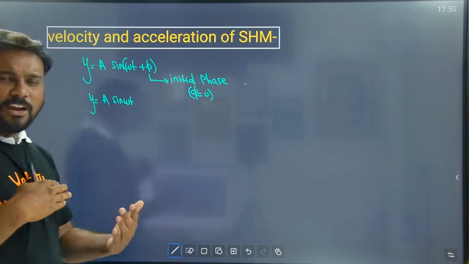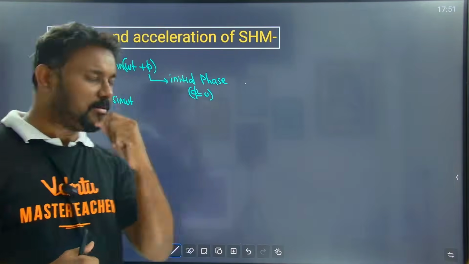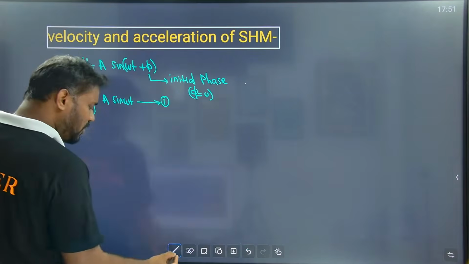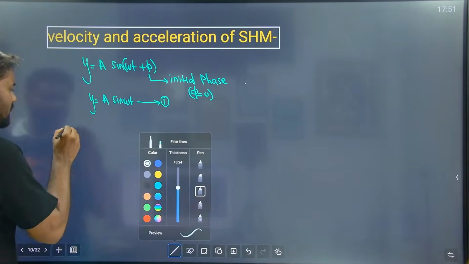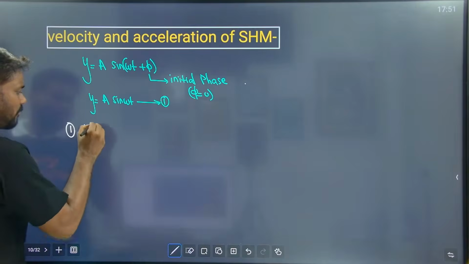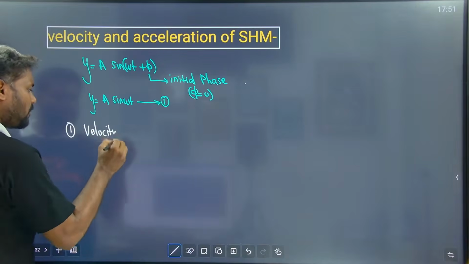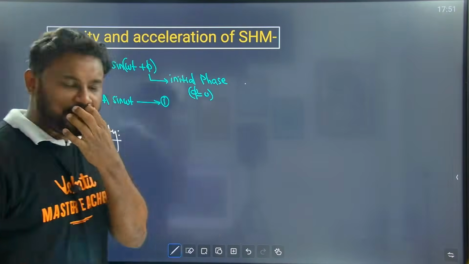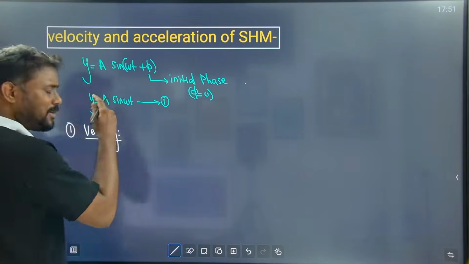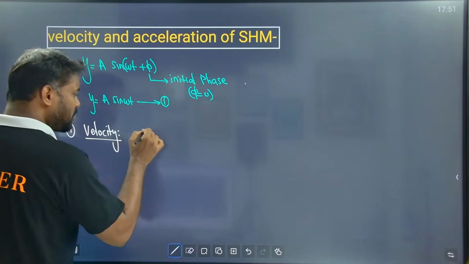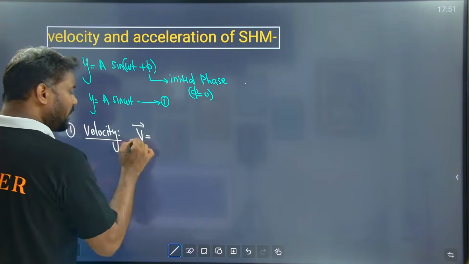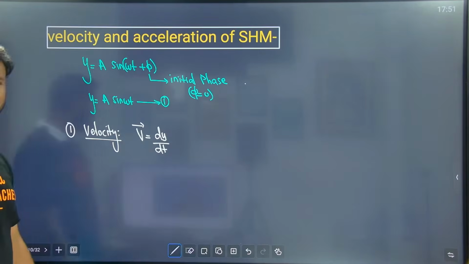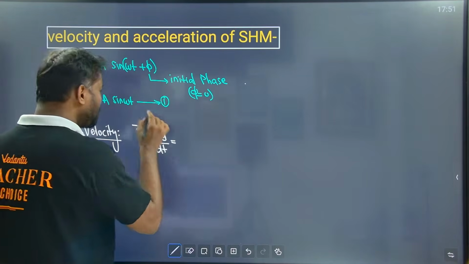So the question is that we have to calculate velocity. How can we calculate velocity? This equation is 1, a very important thing. Second, we are going to calculate the velocity of the particle. Because we know the position, if we differentiate it we get the velocity. The velocity vector is equal to dy by dt. Let's differentiate this.